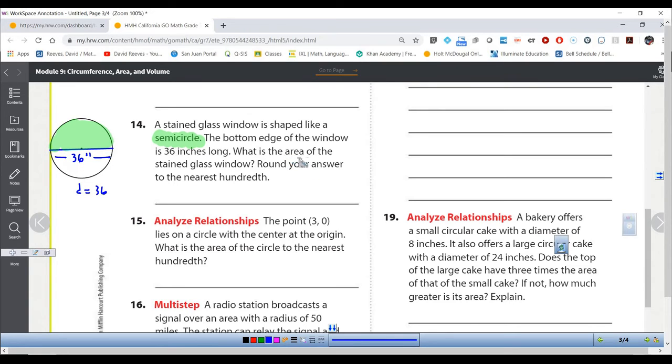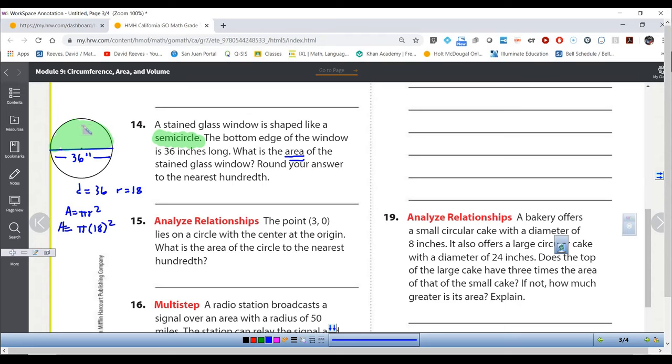What are they asking us for? They're asking us for the area. Again, the formula for the area of a circle is pi times radius squared. So if we know the diameter, let's find the radius. The radius is what of the diameter? It's half of the diameter. Very good. So the radius is 18. So the area of the circle with a diameter of 36 would be that, right?